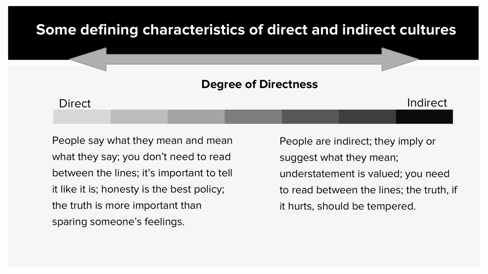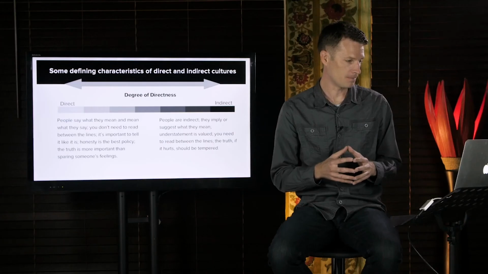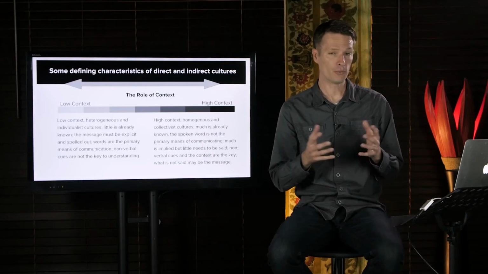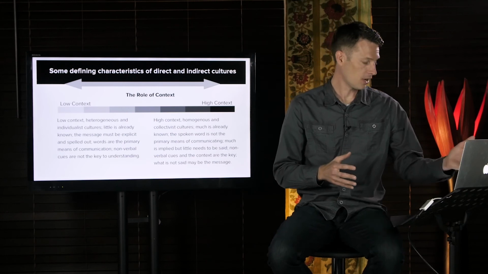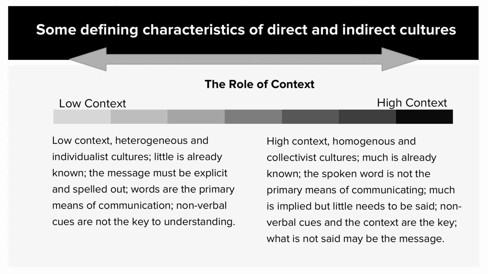On the indirect side, people are indirect. They imply or suggest what they mean. Understatement is valued. You need to read between the lines. The truth, if it hurts, should be tempered. The role of context. For low context, heterogeneous and individualist cultures, little is already known. The message must be explicit and spelled out. Words are the primary means of communication. Nonverbal cues are not the key to understanding.